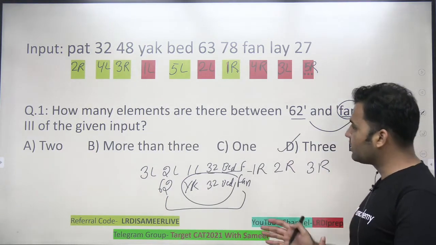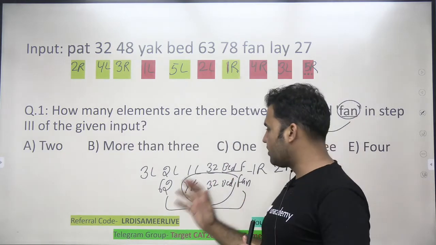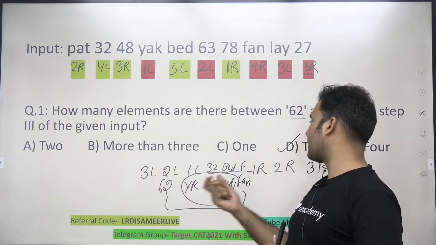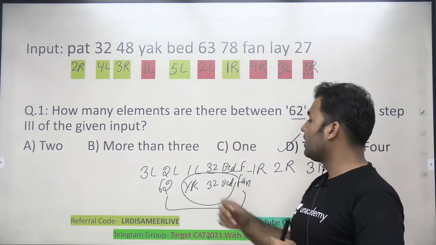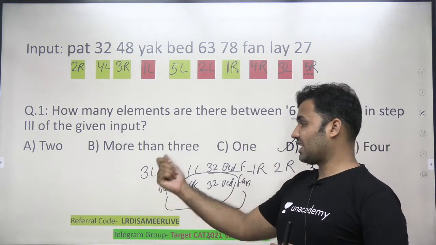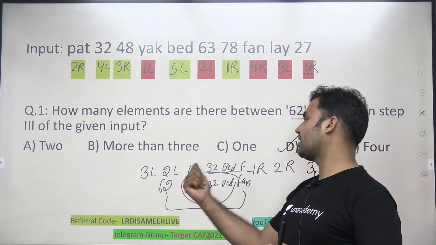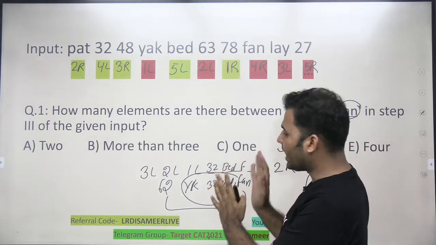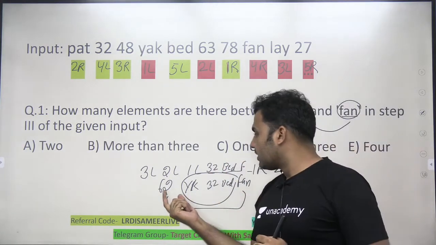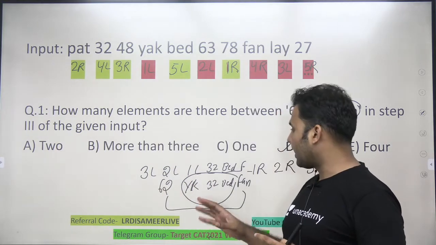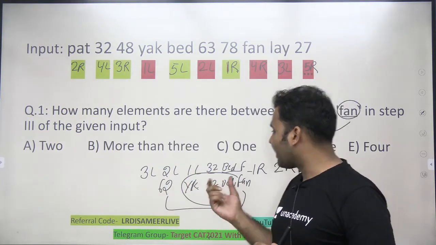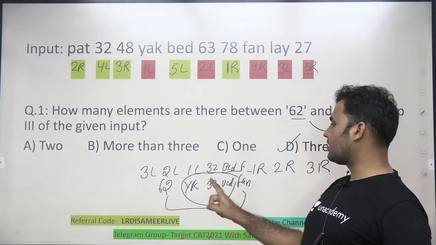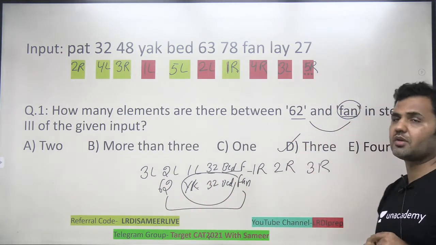You don't need to write down the steps to answer the question. All you need to do is just put the elements 3L, 2L, 1L, because we are talking about the third step. So first the leftmost element will be 3L, then the next will be 2L, and the next will be 1L. This is 1R, 2R, and 3R, and the rest of the elements will be placed in between as they are without any change. And 62 is positioned at 2L, and 1L will be YK, and the rest of the elements will be coming as they are. Now you see that between 62 and F, there are 3 elements. So therefore the answer to the question is option D.